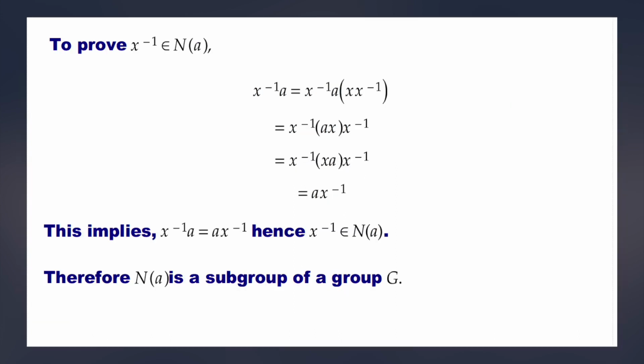Next we prove x inverse is in the normalizer of a. x inverse a is equal to x inverse a times identity. Here we insert x x inverse, which is equal to 1, so it won't change anything. So x inverse a x x inverse is equal to x inverse (ax) x inverse by the associative law. This is x inverse (xa) x inverse. We have already seen that ax is equal to xa. So the answer is a x inverse. This implies x inverse a is equal to a x inverse, hence x inverse is in the normalizer of a. Therefore, the normalizer of a is a subgroup of the group G.